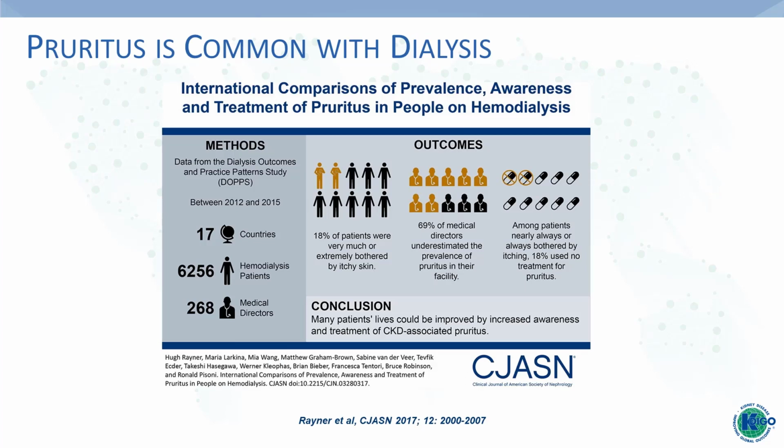Wrapping it up, moving on to pruritus. Pruritus is common in people on dialysis. These are data from the DOPPS study with over 6,000 patients from 17 countries and over 250 medical directors from around the world. In this study, the summary evidence, which is externally valid, is that 18% of patients were very much or extremely bothered by itchy skin.